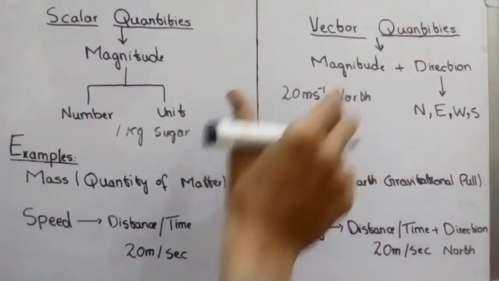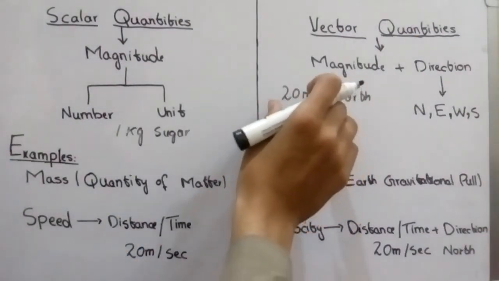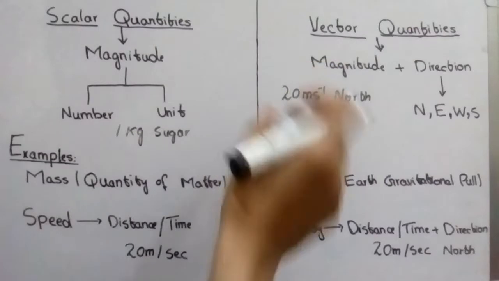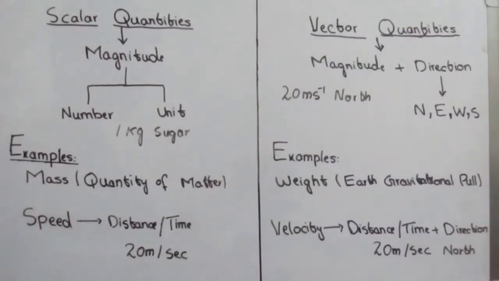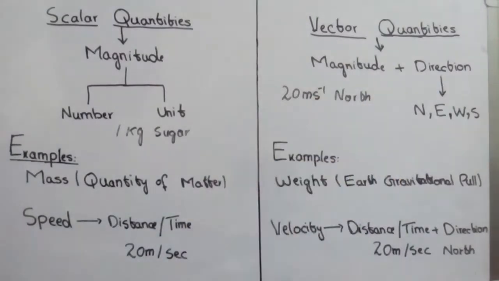So this whole thing is a vector quantity because the 20 meter per second can't be defined completely without its direction. We can say 20 meter per second a body is moving. We don't know to what direction that body is moving. So when we have north here, when we know the direction, we can say this is a vector quantity and can completely describe it.